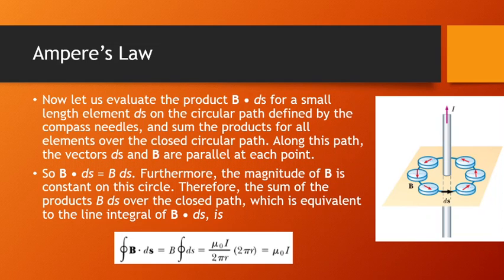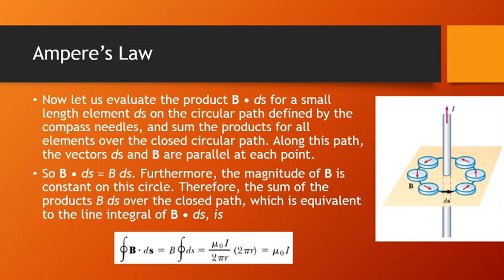Now let us evaluate the product of vector B dot ds for a small length element ds on the circular path defined by the compass needles, and sum the products for all elements over the closed circular path. Along this path, the vectors ds and B are parallel at each point. So vector B dot ds is equal to B ds. Furthermore, the magnitude of vector B is constant on this circle.